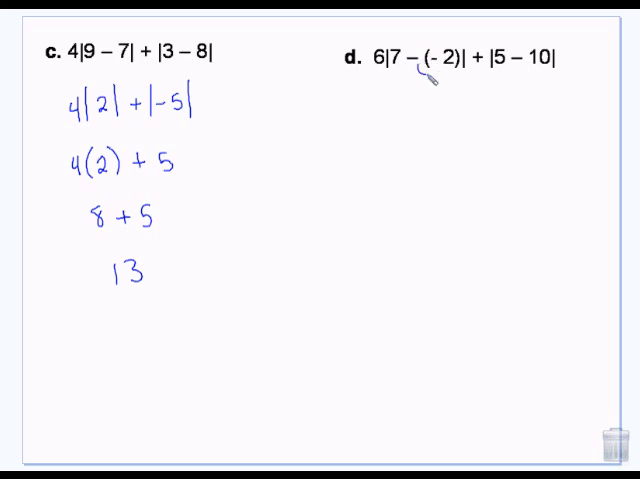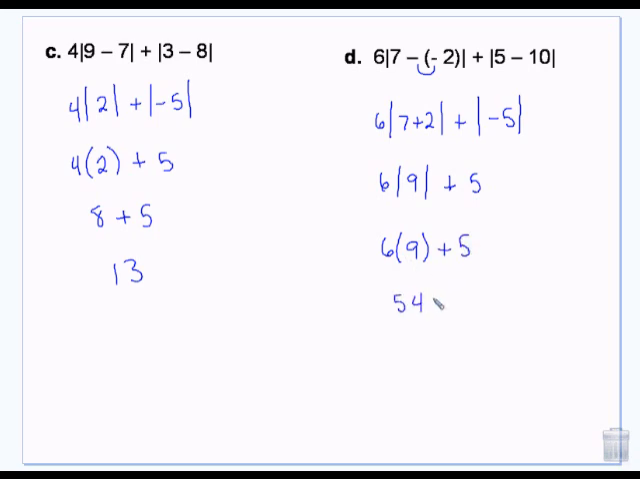Here, double negative becomes a positive. So this is 7 plus 2. 5 minus 10 is -5. So 6 times the absolute value of 9. Absolute value of -5 is +5. Absolute value of 9 is just 9. 6 times 9 is 54. So 59.